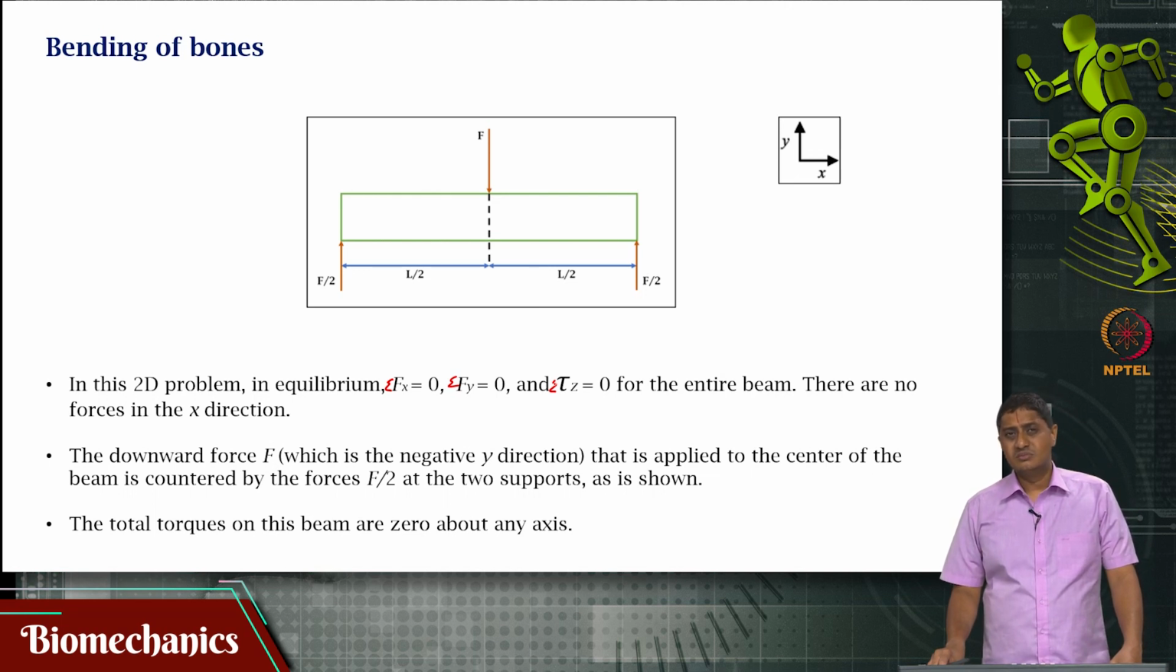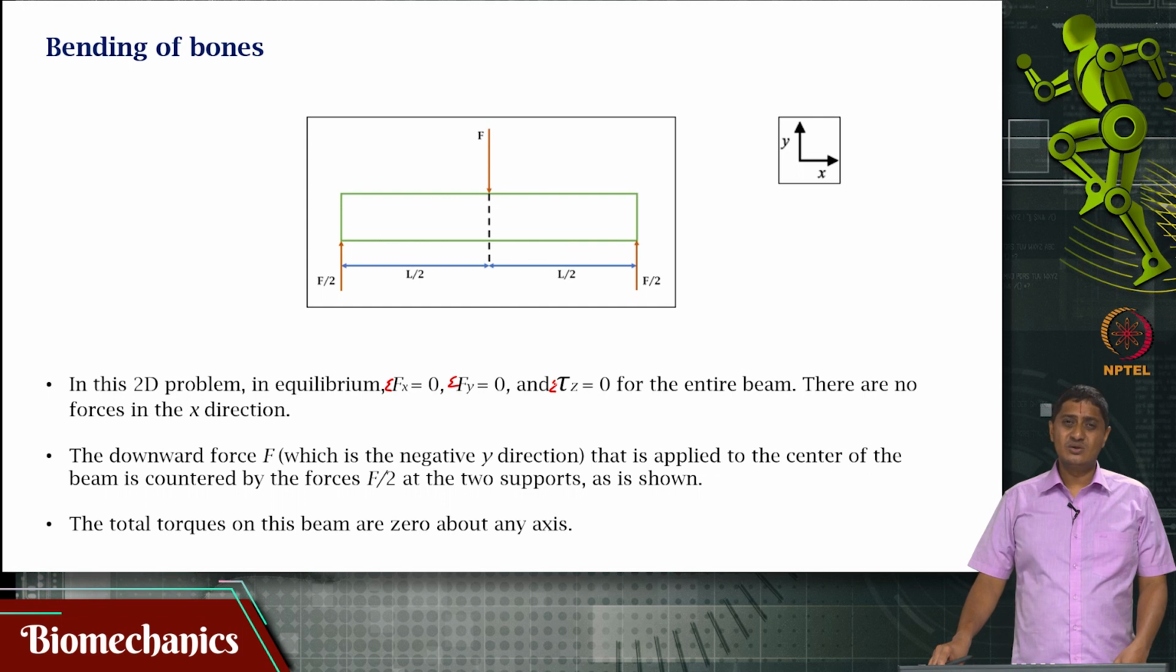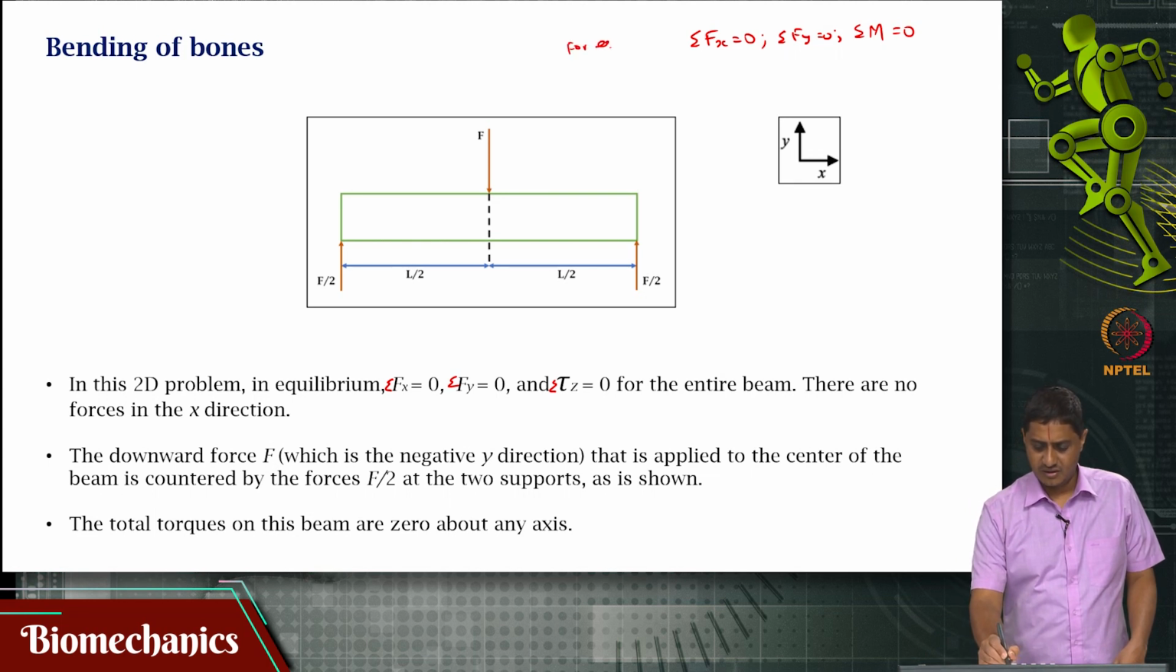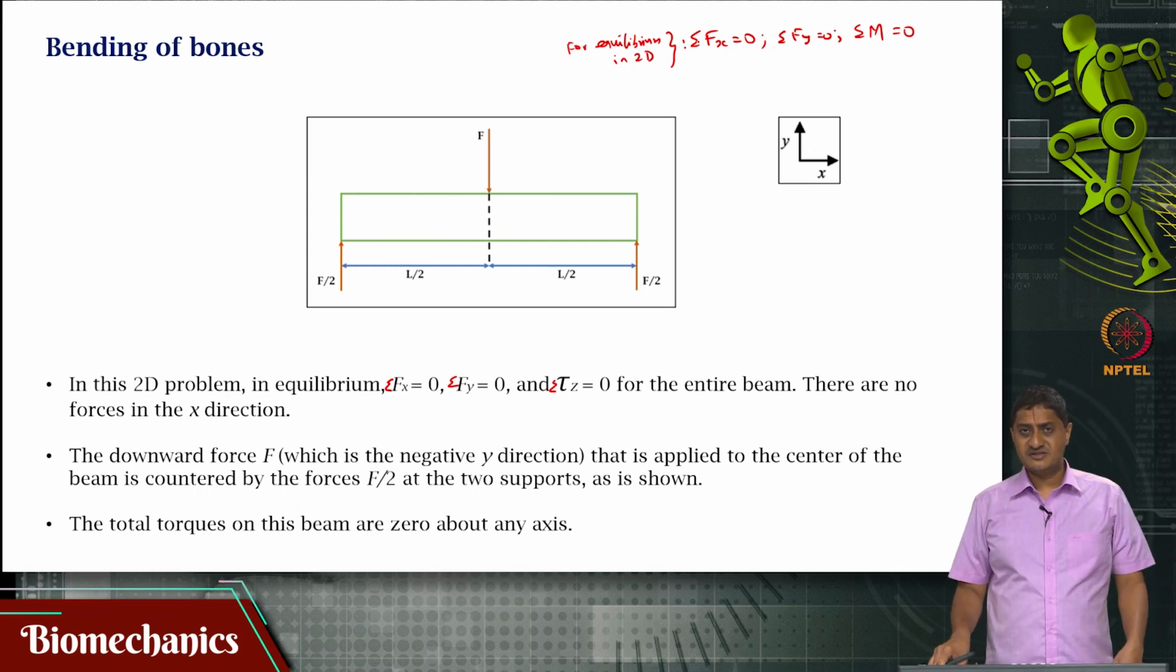Now, also because the beam as a whole is in equilibrium, the total moment on this beam is 0. About any axis that you take, the total moment is 0. Remember, for equilibrium, sigma Fx equal to 0, sigma Fy equal to 0 and sigma M equal to 0 for equilibrium in 2D, is it not? Based on this, I know that sigma Fx is 0, sigma Fy is 0 and sigma M is 0.